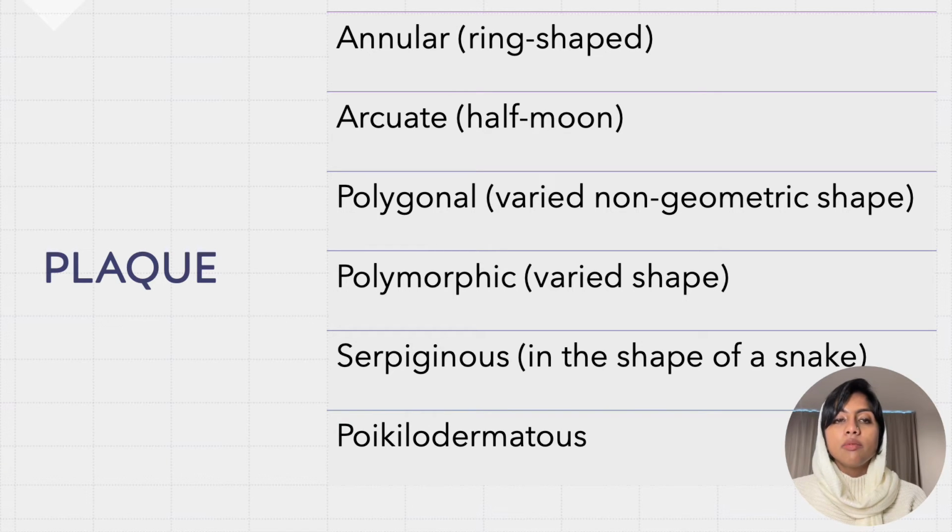A plaque is again what we defined as a more than 1 centimeter elevated lesion. This can vary as annular, arcuate, polygonal, polymorphic, serpiginous, or poikilodermatous. Again, this varies with each lesion. So you can go and read more on what these lesions can signify as a diagnosis.